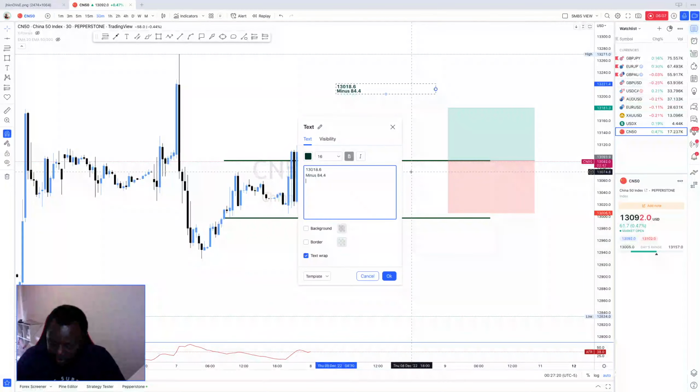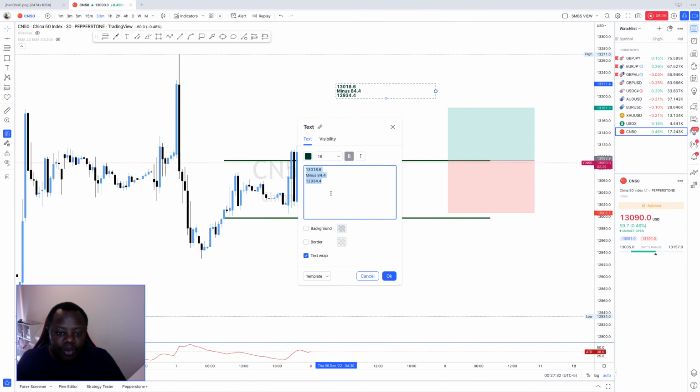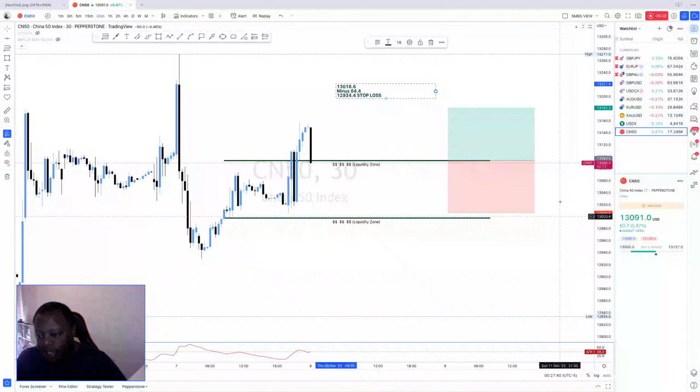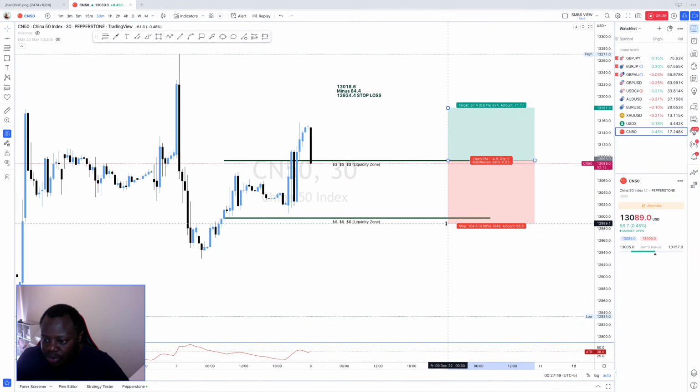So that will give me 129.34.4. So 129.34.4, this will be the area that I'll put my stop loss. If I come back to here, so I'm using this, I'm going to put my stop loss at 129.34.4.